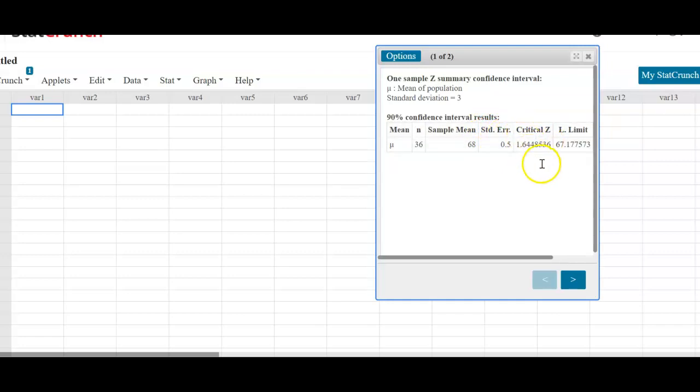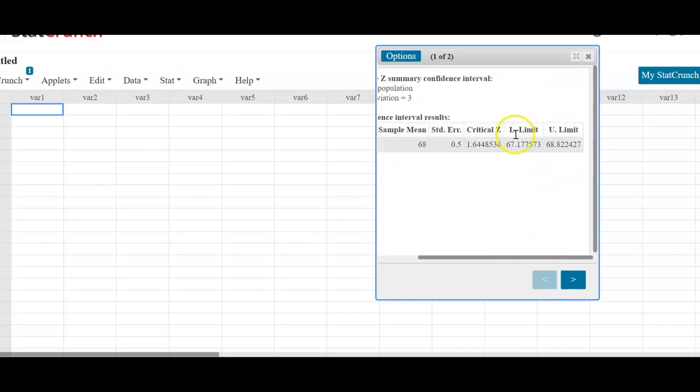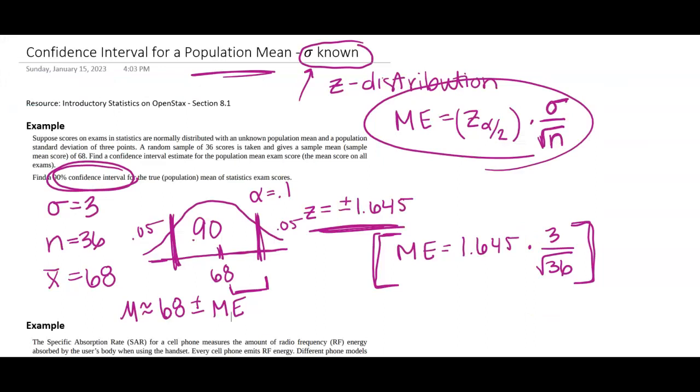We already know the z-score. The lower limit, that's going to be what I put as my lower bound and then my upper bound. So 67.2 is my lower bound. And my upper bound is 68.8.